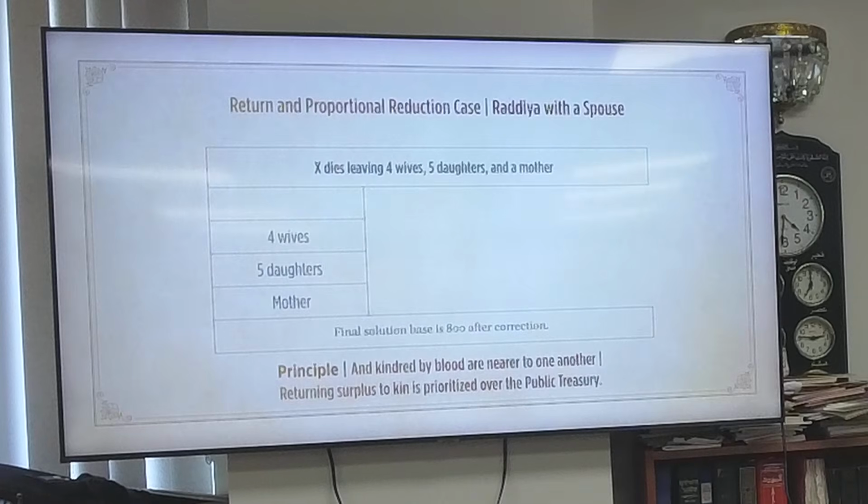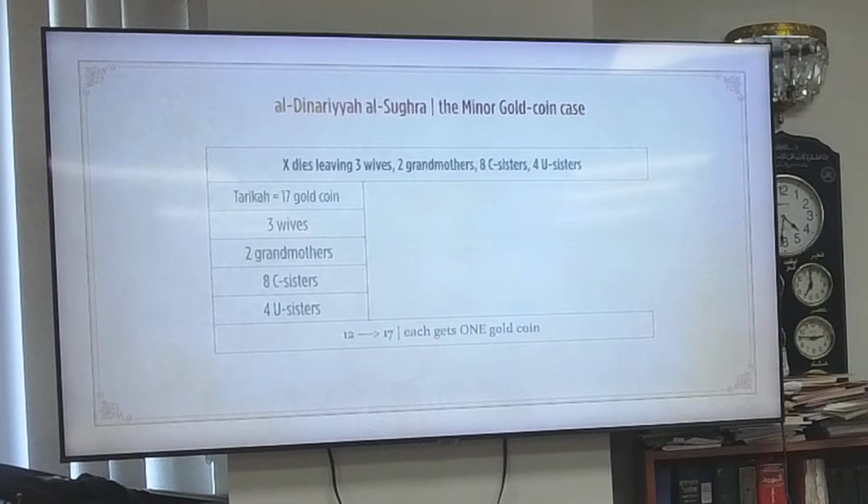Let's go to return and proportional. This is Radiyya, Masala Radiyya. Let's do these two cases and we stop. This is called al-mas'alatu al-dinariyya. Al-dinariyya al-sughra and al-dinariyya al-kubra. Dinariyya from dinar, gold coin. So assume the tarika is 17 gold coins.